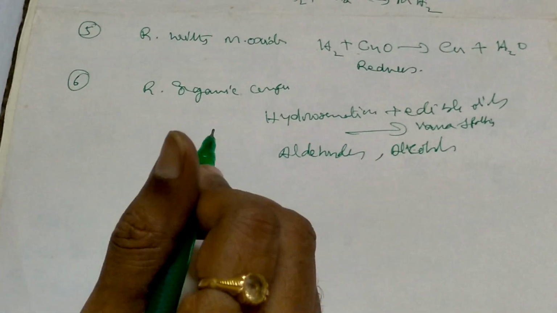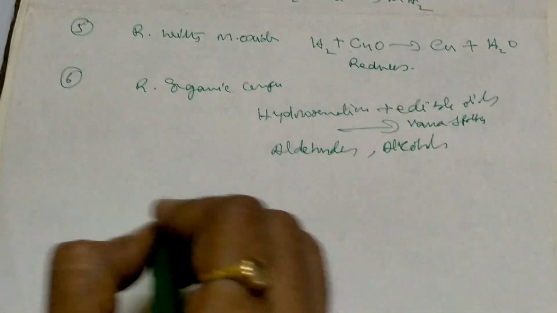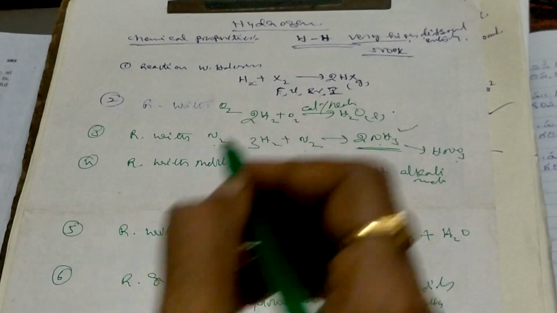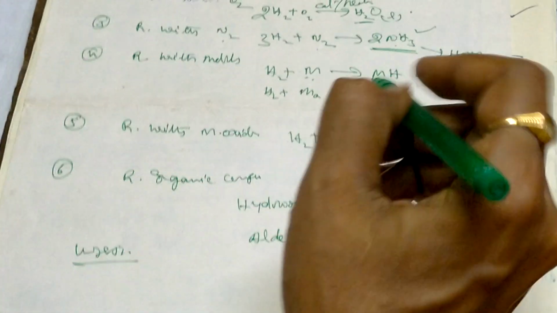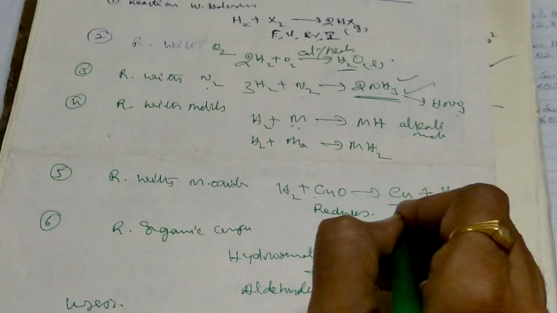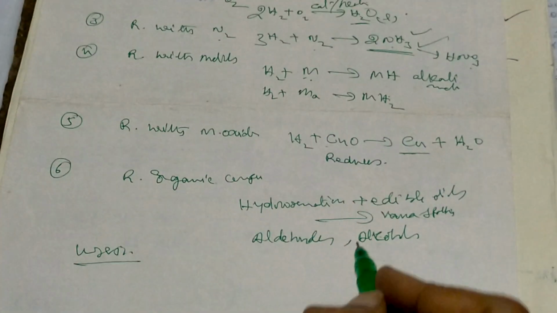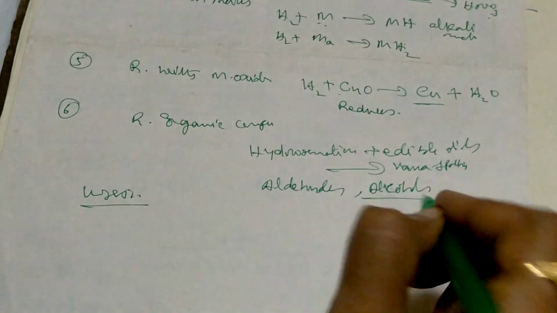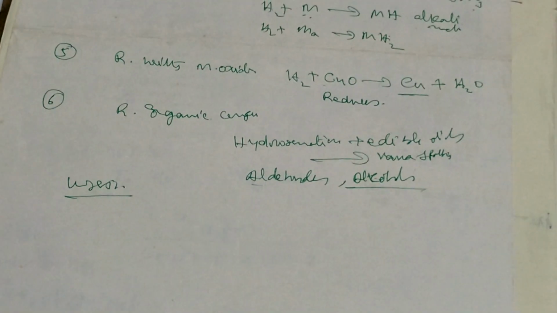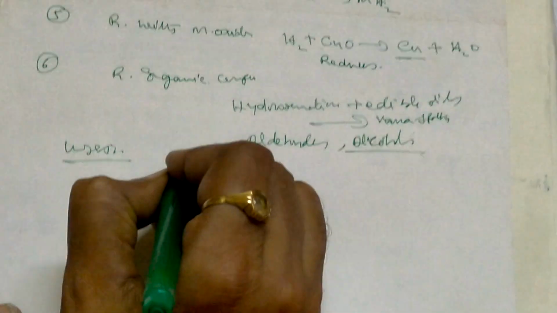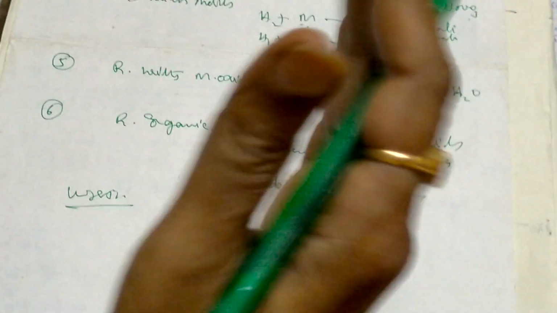If you see the most important uses of hydrogen: water formation, ammonia fertilizer formation, copper metal formation where hydrogen is required, and edible vanaspati oils. It also forms alcohols and aldehydes. Most important, it is used as a cutting tool.